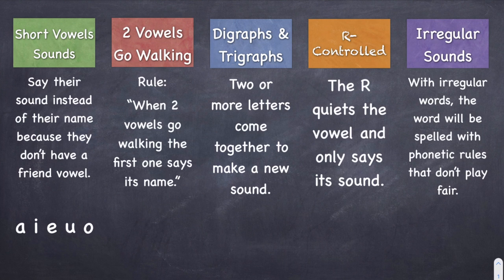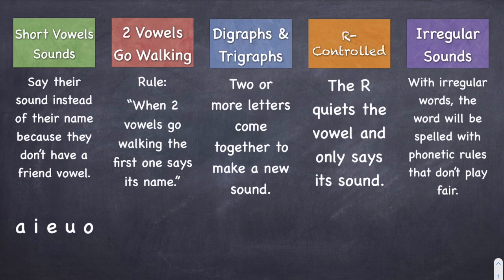Now for some other ones, we have 2 vowels go walking, right? And the rule for that is when 2 vowels go walking, the first one says its name. There's another phrase where they use the rhyme, when 2 vowels go walking, the first one does the talking. I like says its name better as a phrasing because it helps create context as to what the person should do. So when 2 vowels go walking, the first one says its name. So the first vowel of 2 says its name.